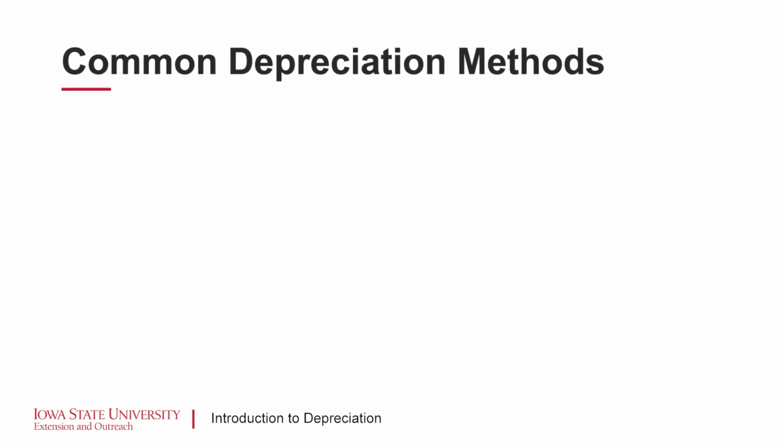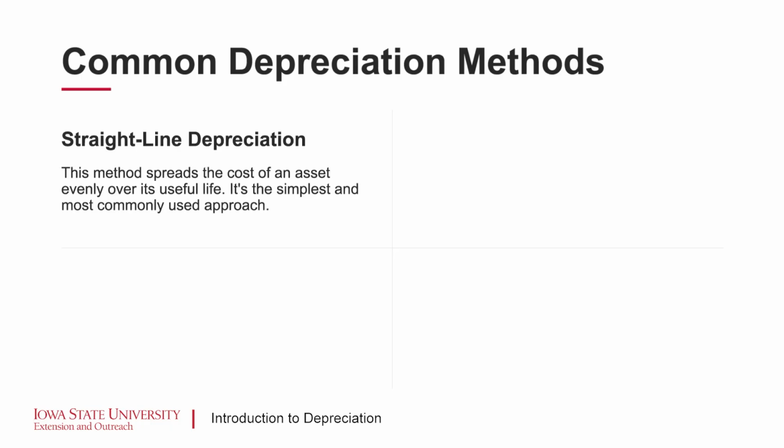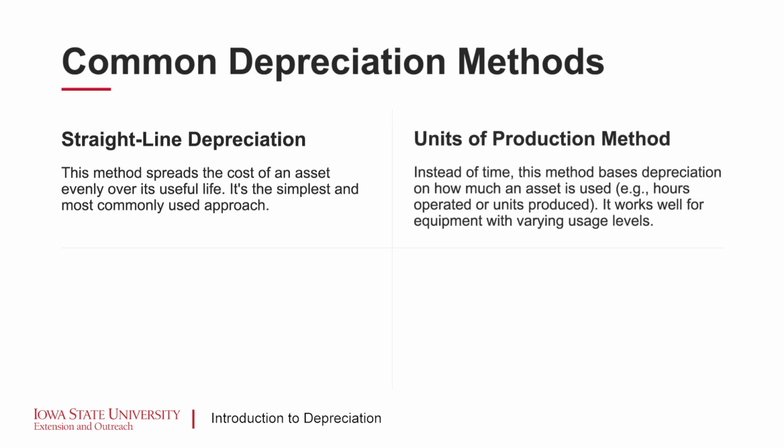Listed here are 4 common ways to calculate depreciation. They include the straight-line depreciation method, which spreads the cost evenly over an asset's life. It's the simplest and most widely used method. The units of production depreciation method ties depreciation to how much the asset is used, like hours run or items produced, making it ideal for equipment with variable use.